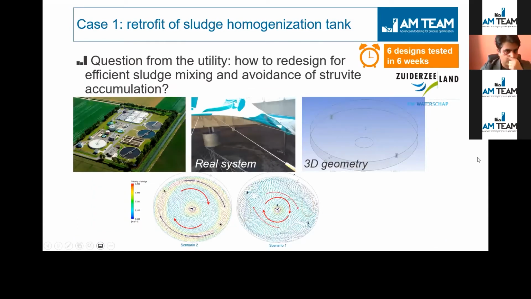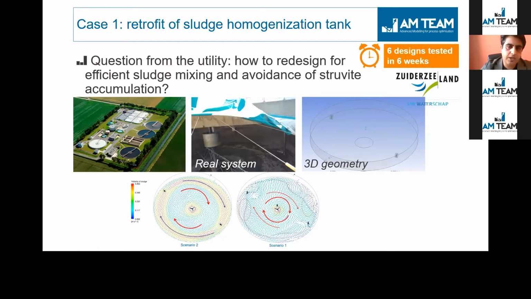The first example is of a homogenization tank, where the client was really looking at the sludge mixing and was trying to avoid struvite accumulation in the tank. Struvite happens to be very fine particles, which can accumulate and then probably will give you headaches when you are going for the sewage treatment later on. So they had a tank that was causing problems with the accumulation of struvite. One solution was to just have better mixing by installing extra propellers.